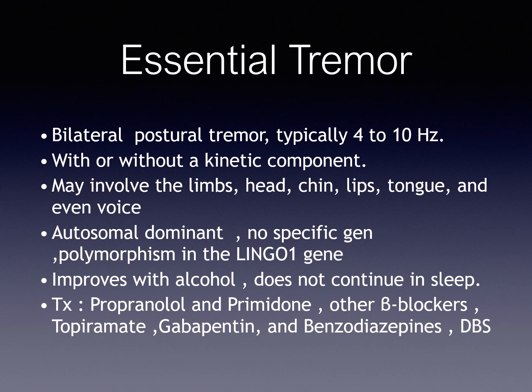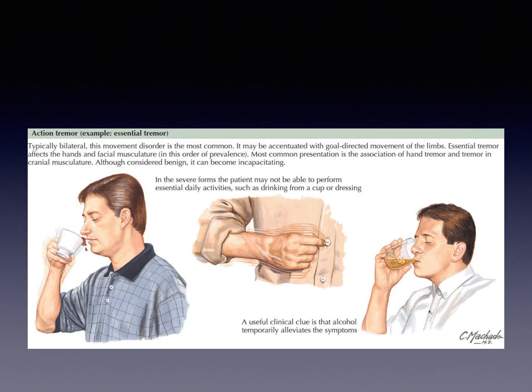Topiramate, another medicine used mostly for epilepsy or migraine prevention, can be used for tremor treatment. Other medicines that can be used include gabapentin and benzodiazepines. A deep brain stimulator may be used for severe cases not responding to medical therapy. This cartoon shows how essential tremor can affect function.